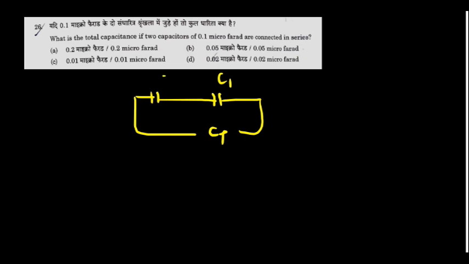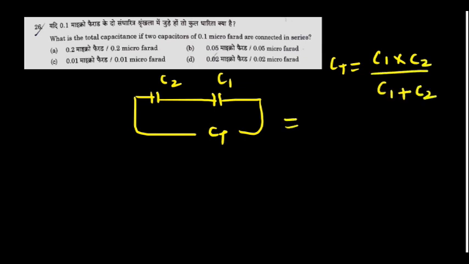What is the total capacitance if two capacitors of 0.1 microfarad are connected in series? So they are connected like this. We have to find CT. These are C1, C2. So CT equal to what? C1 multiplied by C2 upon C1 plus C2. So C1 equal to 0.1 microfarad. I am not writing the unit because the answer is given in microfarad. 0.1 times 0.1 upon 0.1 plus 0.1, that is 0.2.